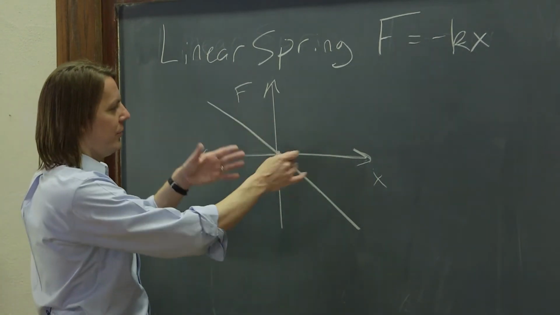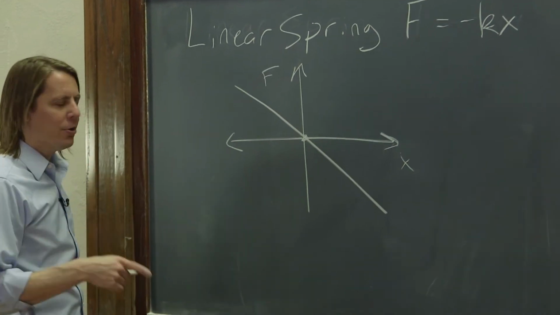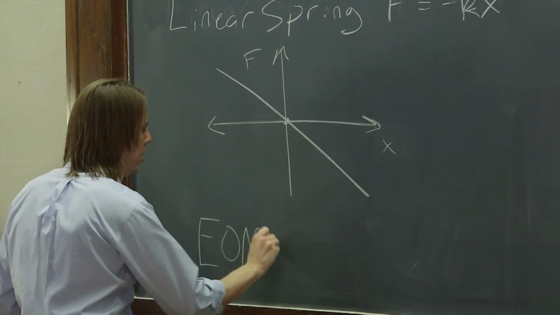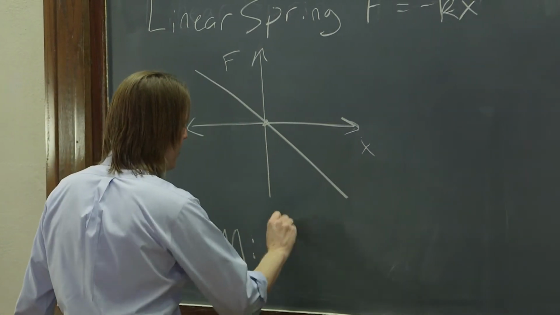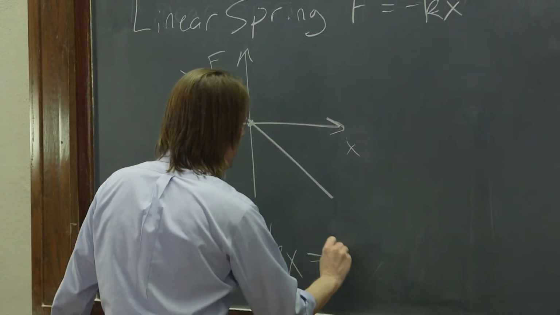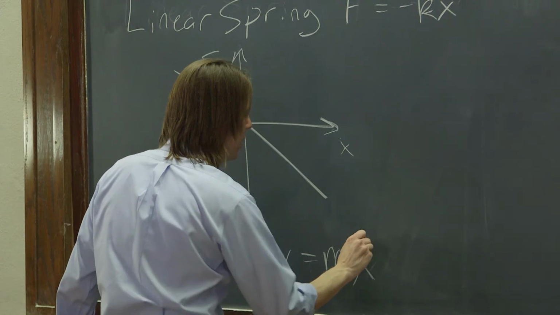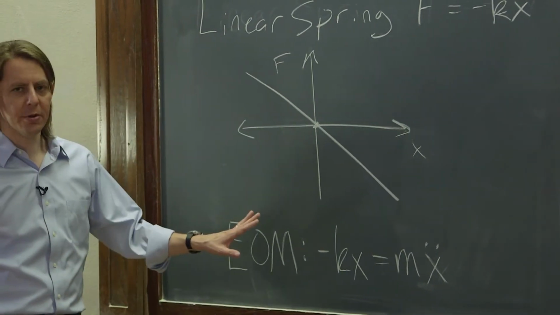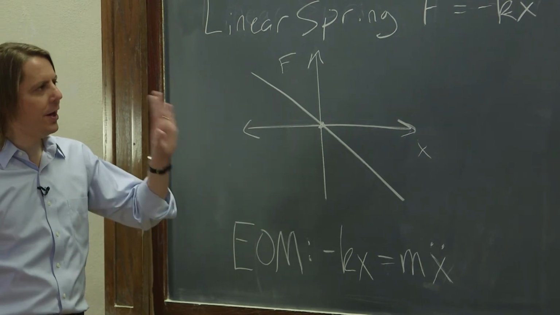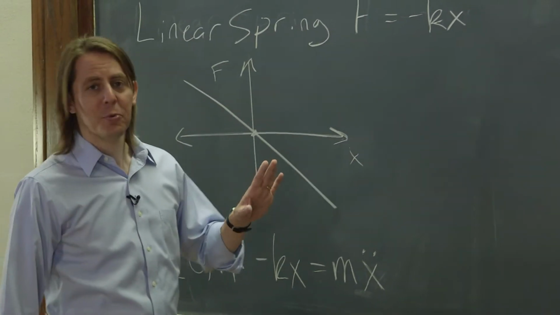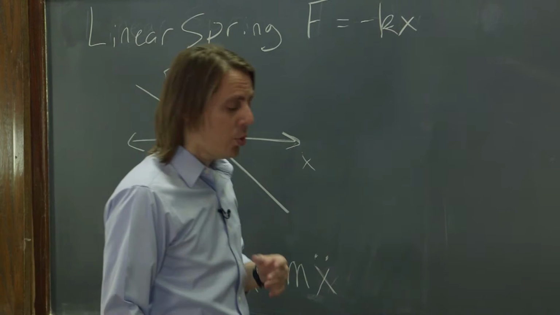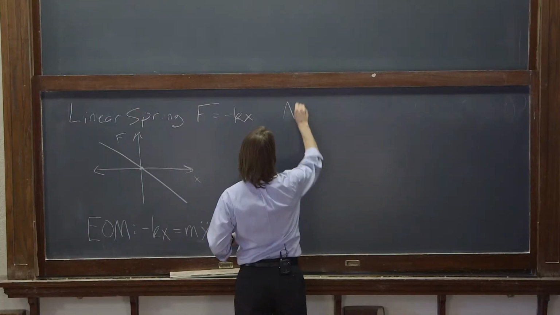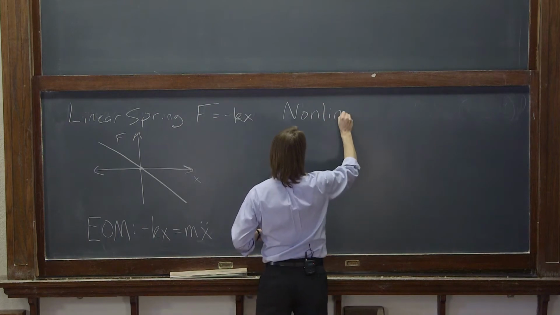So the force is linear with x, but what linear here really means is when we wrote the equation of motion, we got that minus kx equals mx double dot. So our equation of motion is also linear. Okay? Now, not everything in the world is linear. Most things actually aren't quite linear. So let's see what happens when we go to a nonlinear spring.